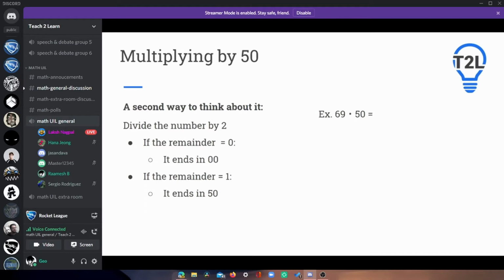So it would work with numbers like 500, 5000. It's just you add one more 0, if that makes sense. But let's just say you have 50, it's 2 zeros. 500, it's 3. 5000, so on and so forth.